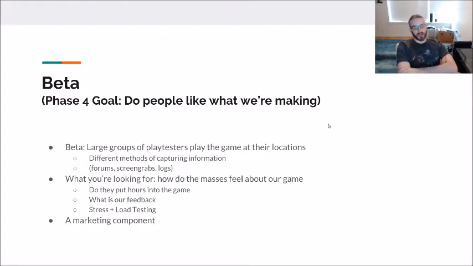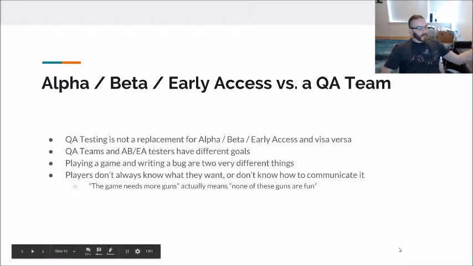But your main focus with beta is just getting a lot of people to play your game: stress tests, load tests. So how many people can we have in this game at once? Can we have 10,000 people in this game? Can we have 50,000 people in this game? And then there also is a marketing component. If you put out a beta, you put it out so that people can play your game and get hyped for it. And that's why you see a lot of betas happen a couple months right before release: you're still doing your stress and load testing and looking for those last-minute bugs before they get out into the wild, but you're also building up the hype for your game so that people want to play it.